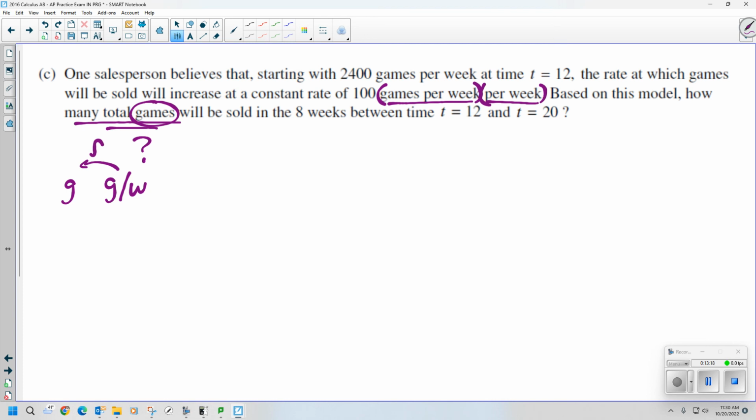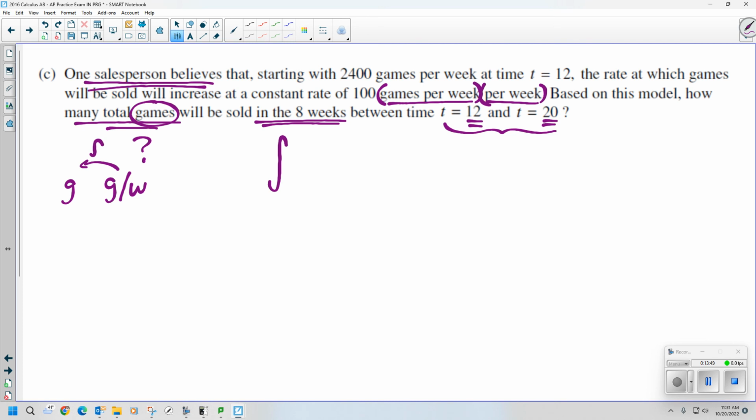I only have a table. I do not have an equation. This doesn't say approximate. Okay, so I'm going to have to integrate some sort of form of what this one salesperson believes, from week 12 to week 20, but be careful here, and in these 8 weeks is where you might get tripped up. Okay, let's first come up with an equation.